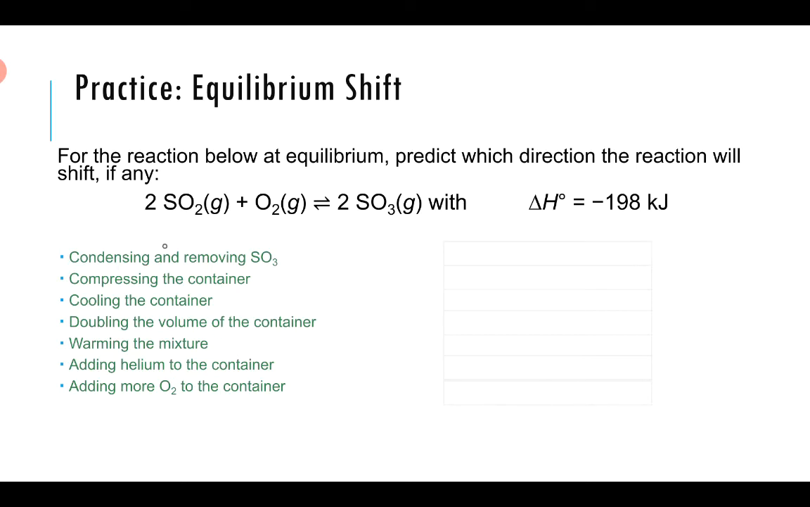Okay, let's go over this. First up, if we are condensing and removing SO3, condensing means changing from a gas to a liquid, and then we're removing it. So we're basically removing a product. Removing a product is going to kill that backwards reaction. And so the forwards reaction is going to go faster than the backwards reaction. So that's going to be a shift towards the right.